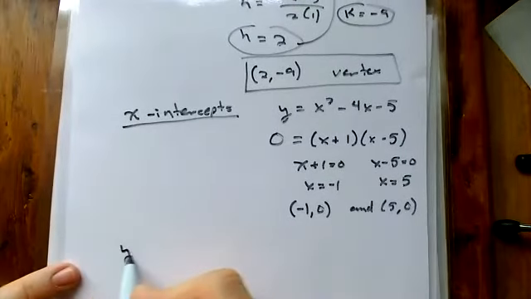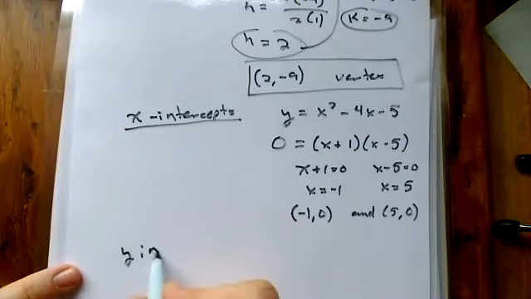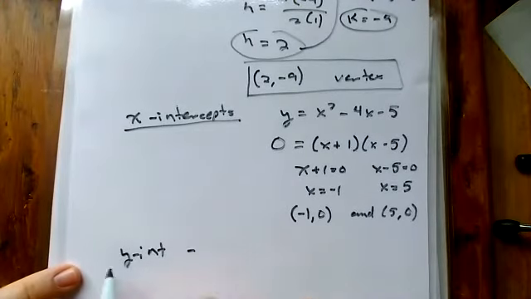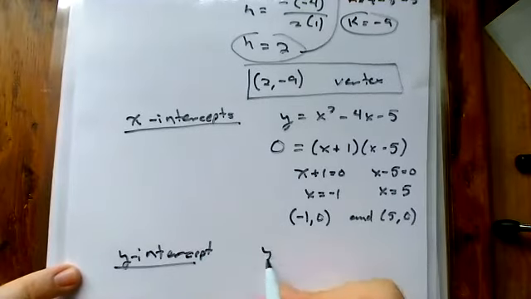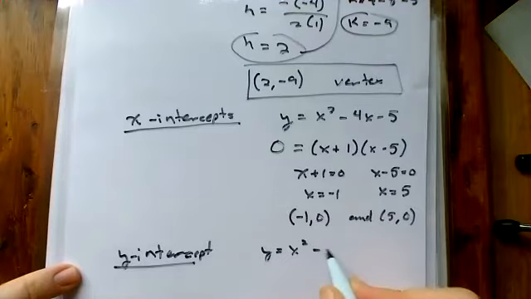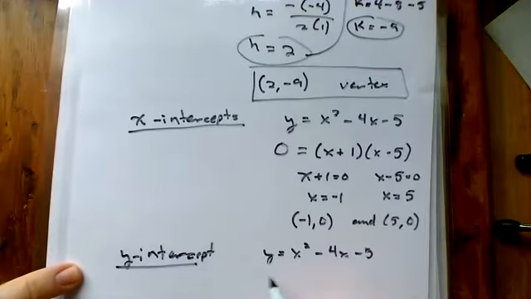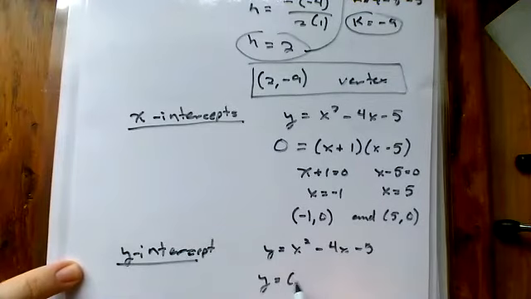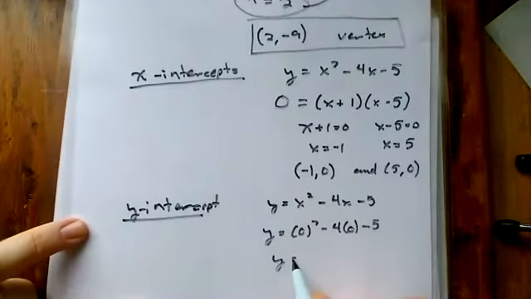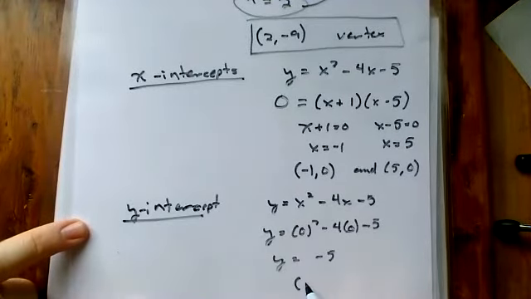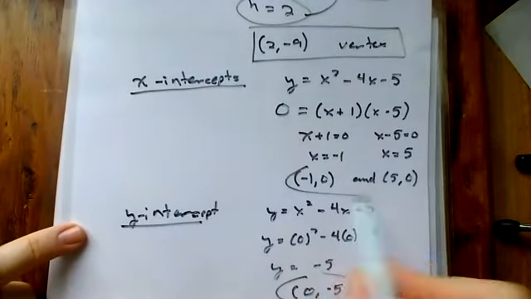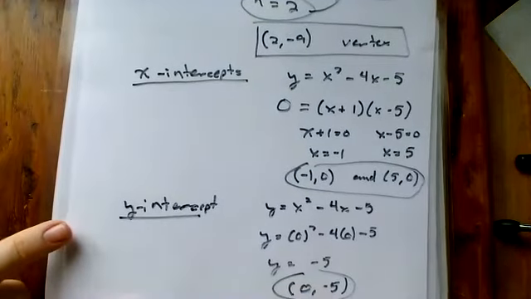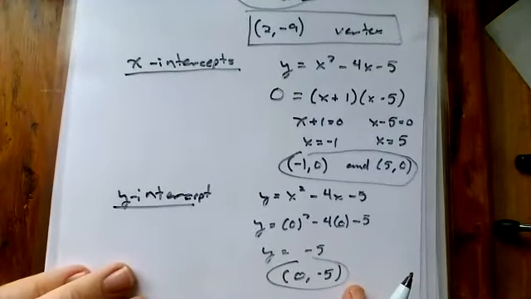And my y-intercept, for my y-intercept, again, this is where we just set that x equal to 0. That's going to be y is equal to 0 squared minus 4 times 0 minus 5. So y is equal to negative 5. So I've got a point of 0, negative 5. So I've got a bunch of points here now. And the nice thing here is we're also going to be able to use some symmetry to help us figure out some more.